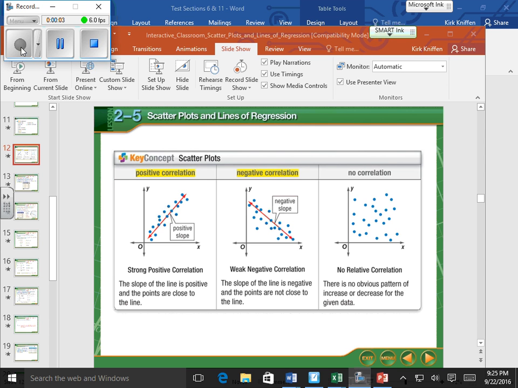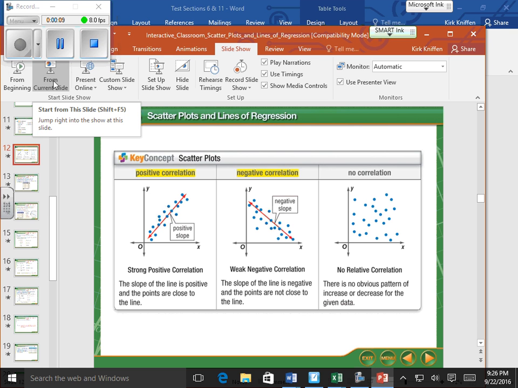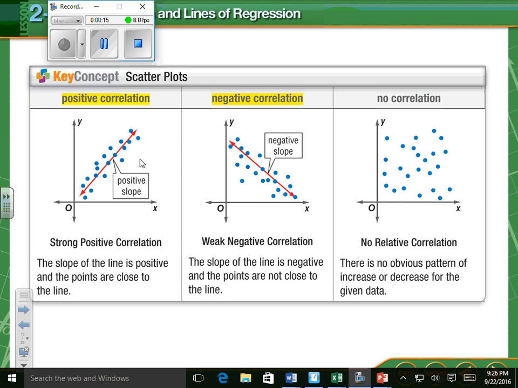So lesson 2-5 is over scatter plots and lines of regression. So what we need to remember from Algebra 1, first of all, is different types of correlations. So in our scatter plots, you'll see a trend to the points.